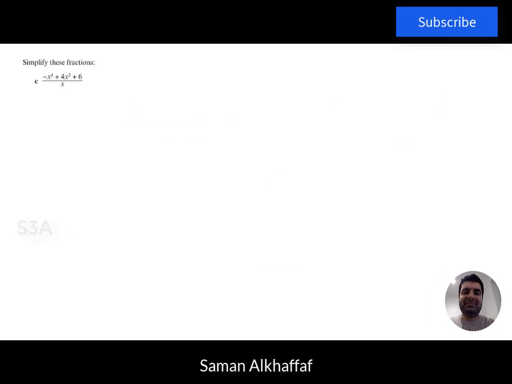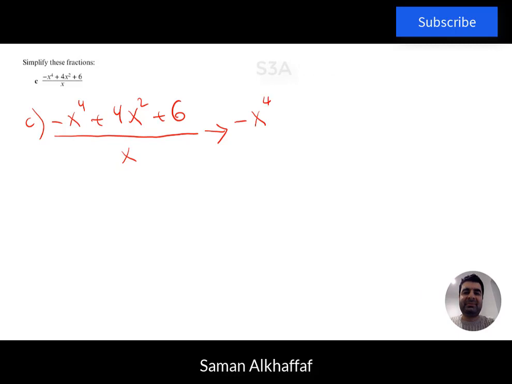In this example, we are asked to simplify this expression into its simplest form. So first we will start with minus x to the power 4 plus 4x squared plus 6 all divided by x. So for us to do that, we will divide each term by the denominator, which is x, so that can be written in the form of minus x to the power 4 over x plus 4x squared over x plus 6 over x.